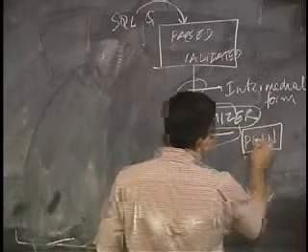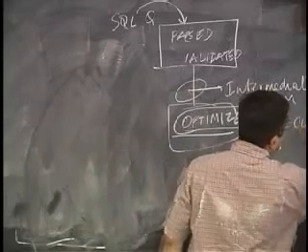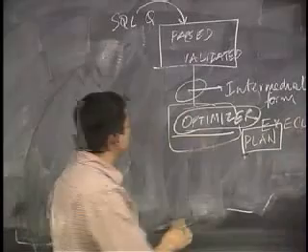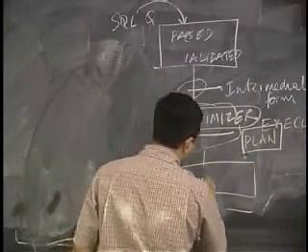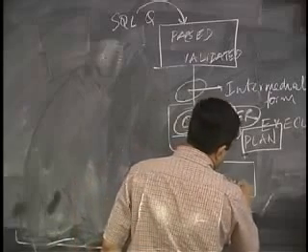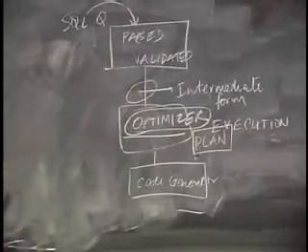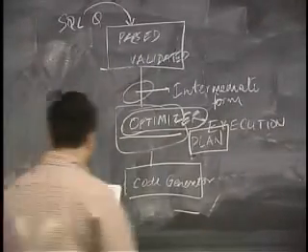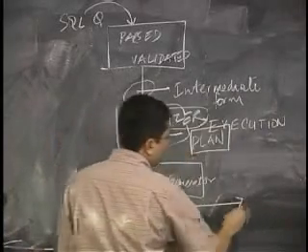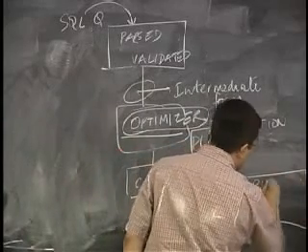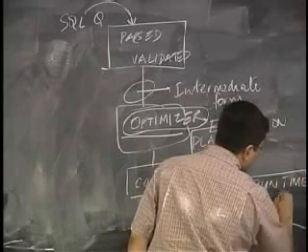Now, once this execution plan is decided, you have to generate the code to actually implement this execution plan. The code generator comes out and passes its handle off to a runtime environment of the database.